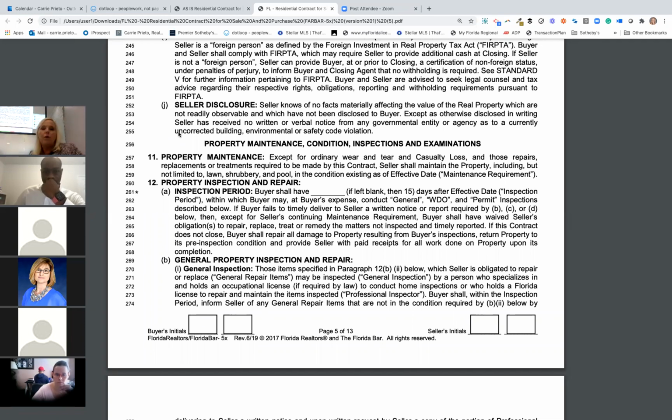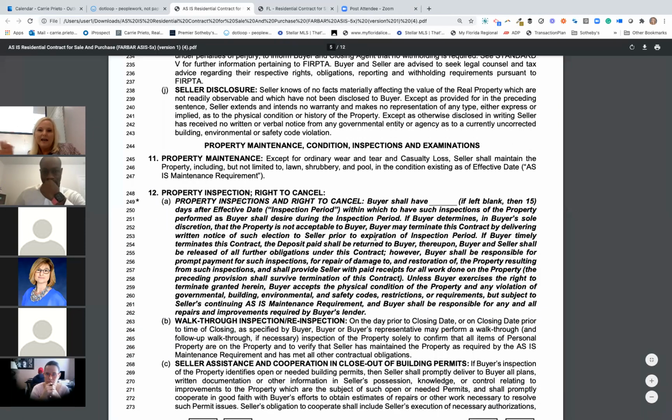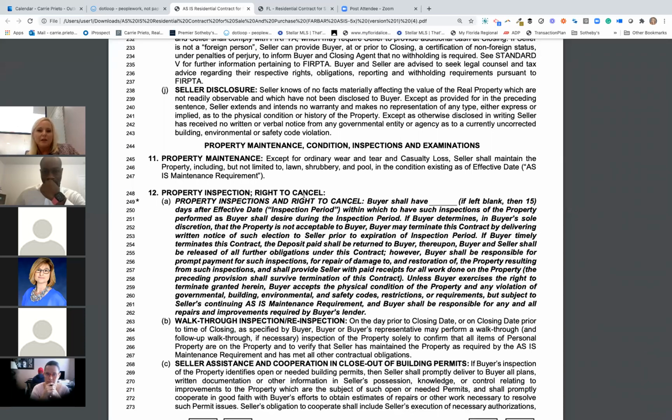So they can or they cannot, right? Do they have to have them? Mm-mm. Do they have to have it done by a licensed inspector? No. No, they don't. If buyer fails to timely deliver to seller written notice of the report required below, then, let's go over here. Sorry, I'm in as-is. Buyer shall have, you'll see, if left blank, 15 days within which to have such inspections of the property performed as the buyer shall desire. Right? If they want the WDO, they can have it. If they don't, do they have to have it?